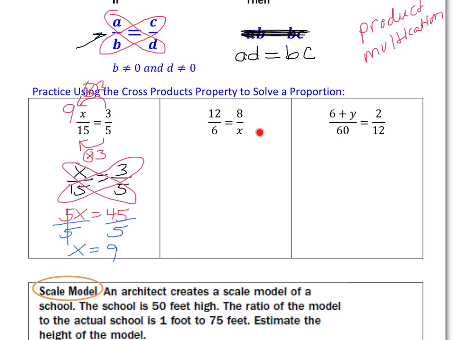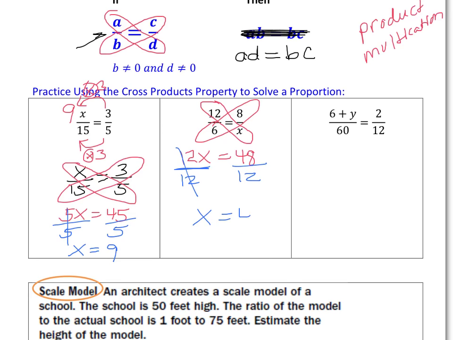In this next example, you see it's not easy, well, 12 is not evenly divisible by 8. So using the cross products is actually very convenient here. So 12 times x is 12x. 6 times 8 is 48. Now I'm going to undo this multiplication with division, and x equals 4.